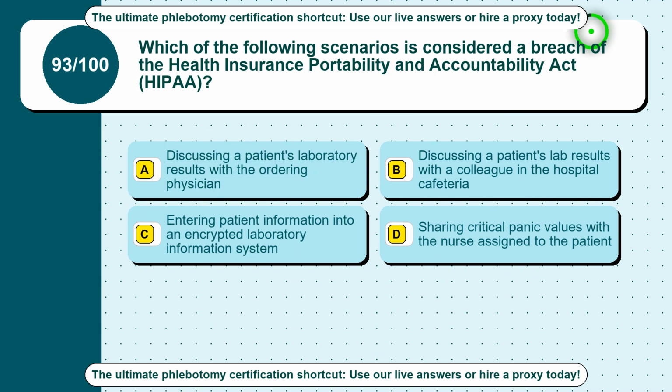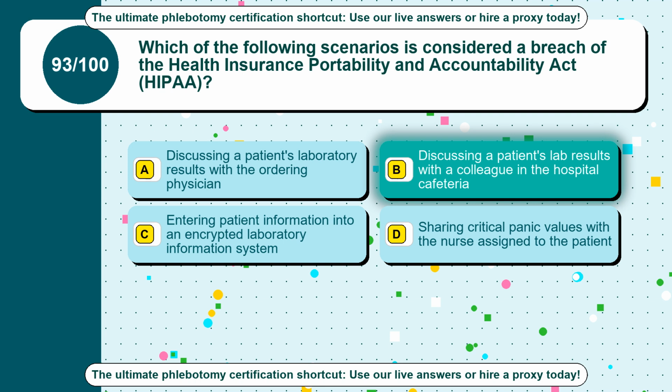Question 93. Which of the following scenarios is considered a breach of the Health Insurance Portability and Accountability Act, HIPAA? Option A, discussing a patient's laboratory results with the ordering physician. Option B, discussing a patient's lab results with a colleague in the hospital cafeteria. Option C, entering patient information into an encrypted laboratory information system. Option D, sharing critical panic values with the nurse assigned to the patient. The correct answer is option B, discussing a patient's lab results with a colleague in the hospital cafeteria.